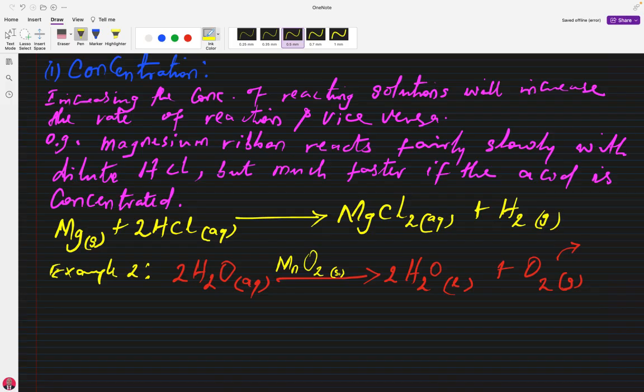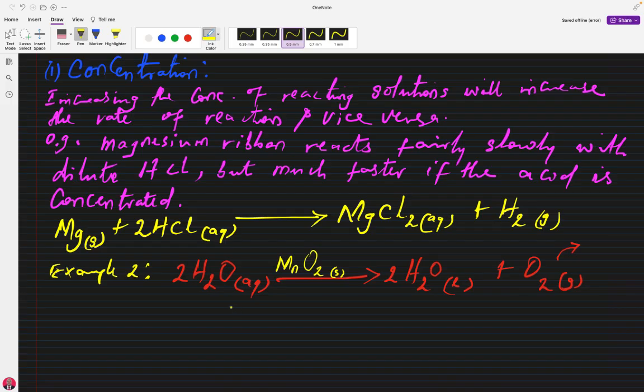So this is another example I'm giving in terms of concentration. Solid manganese(IV) oxide is used as a catalyst for the catalytic decomposition of hydrogen peroxide, releasing oxygen. The rate at which this oxygen is produced is somewhat slow. However, oxygen is given off much faster if the hydrogen peroxide is concentrated.